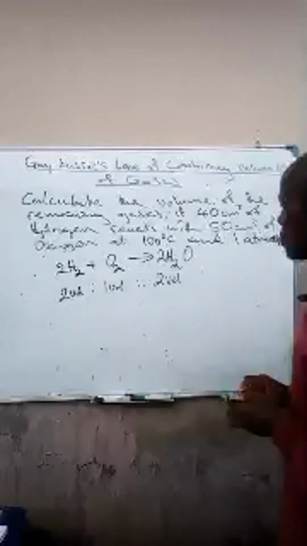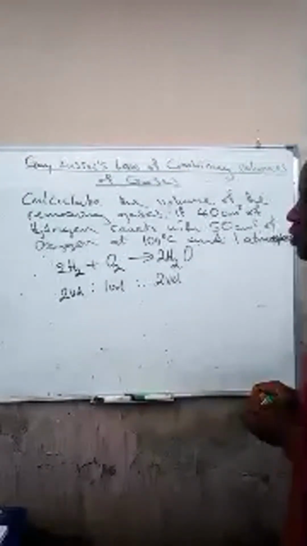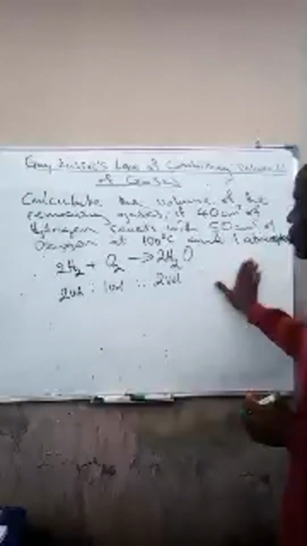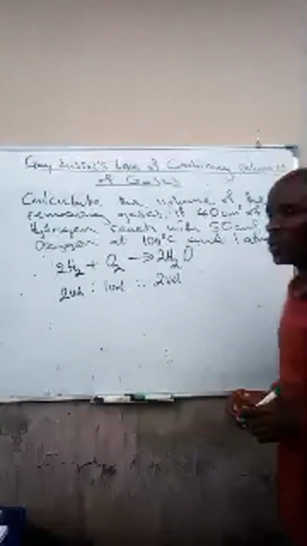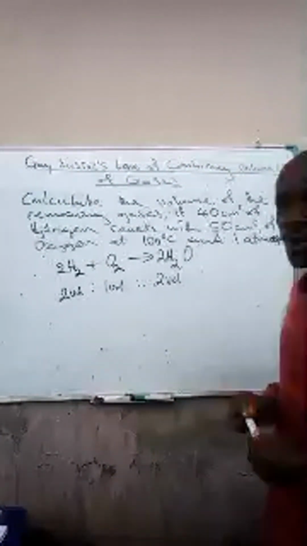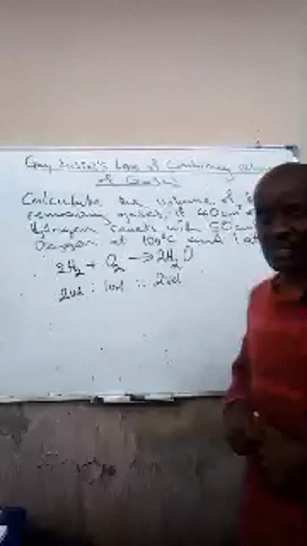So the first thing you are going to do here is to find out the gas that is reacting in excess and the one that is not in excess. And the one that is not in excess is what we call the limiting reactant.